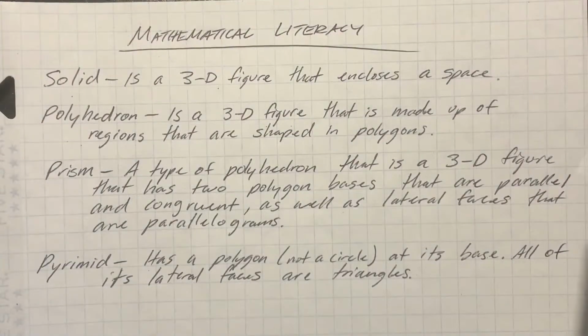All right, our mathematical literacy, we have solid. It is a three-dimensional figure that encloses a space. A polyhedron is also a three-dimensional figure that is made up of regions that are shaped in polygons. A prism is a type of polyhedron that is a three-dimensional figure. It also has two polygon bases that are parallel and congruent, as well as lateral faces that are parallelograms. A pyramid is also a polyhedron, but it can't have a circle at its base, and all of the lateral faces are triangles. Again, this will make much more sense as we go forth.